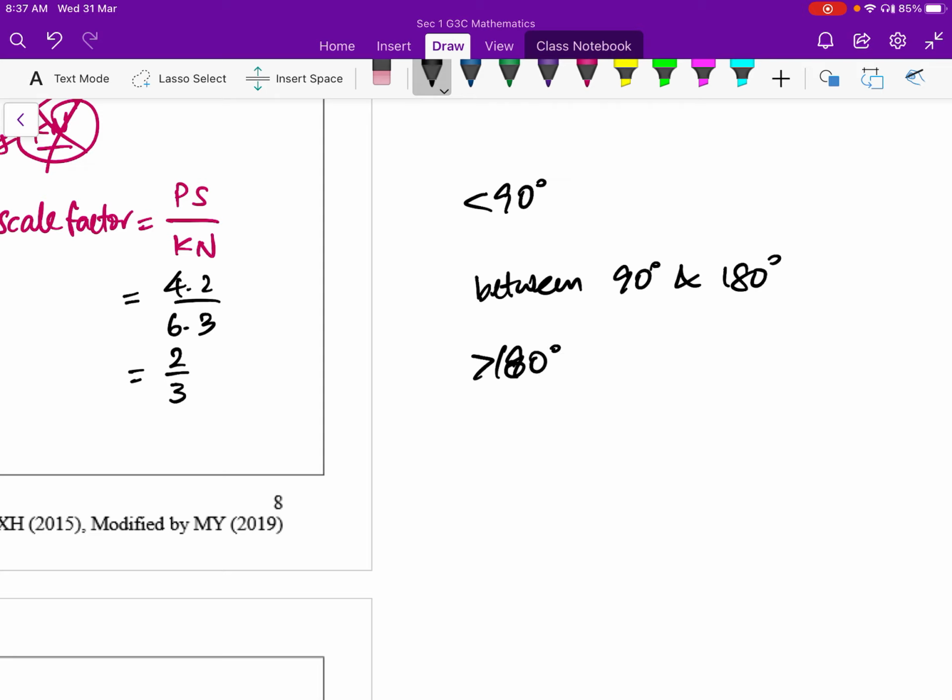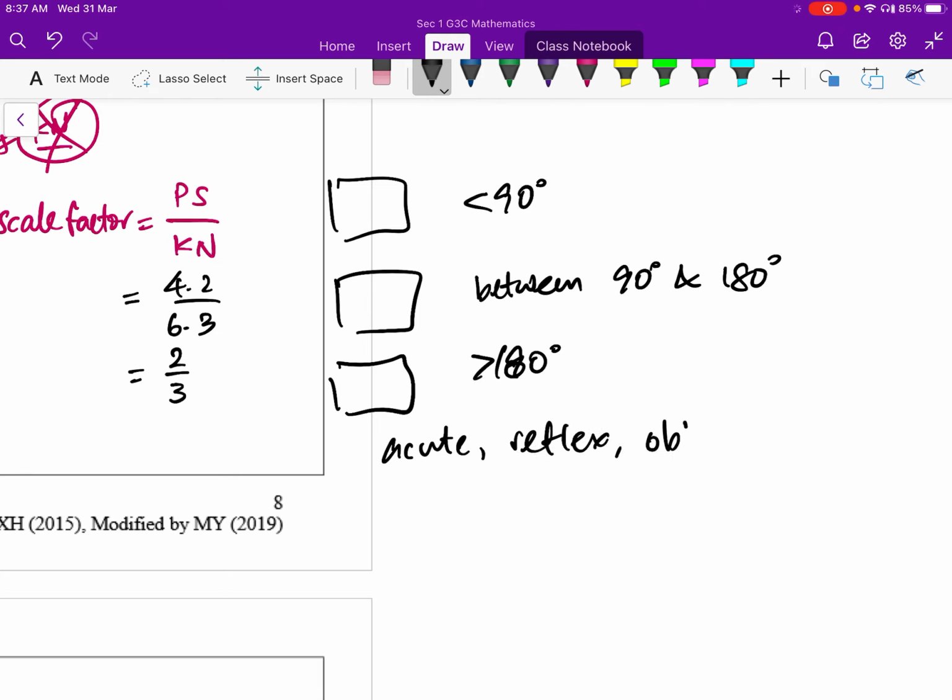Okay, so we have 3 blanks over here. You are going to fill in acute, reflex, obtuse. So which one goes where? Okay, first blank: less than 90 degrees. Less than 90 is the smallest one, the smallest angle. See, less than 90, then between 90 and 180, finally more than 180. So the smallest one is the very cute angle, very small and very cute.